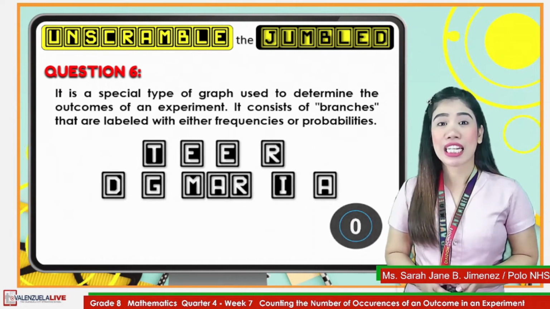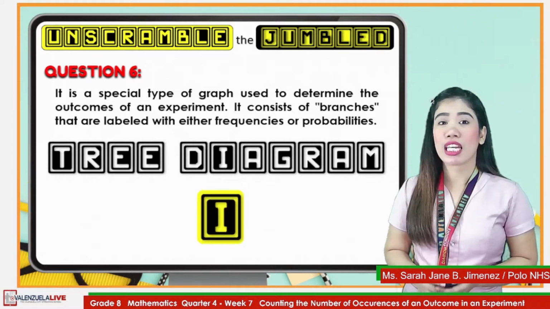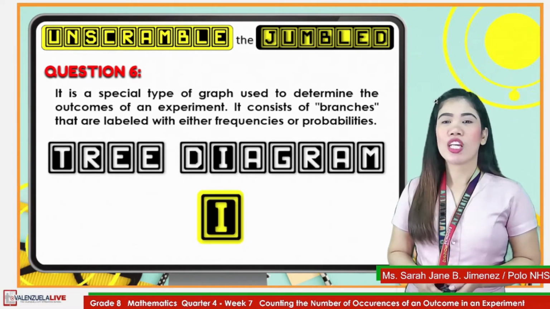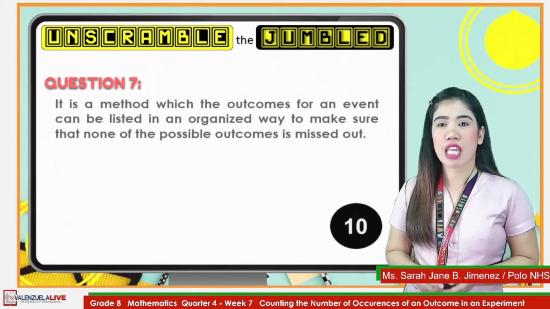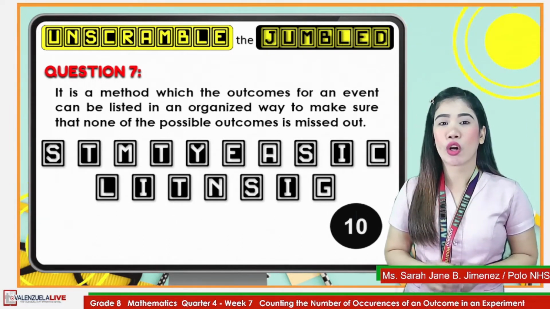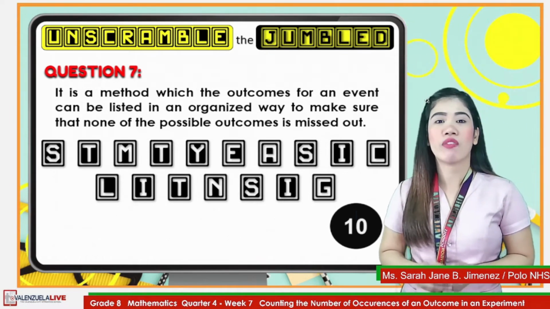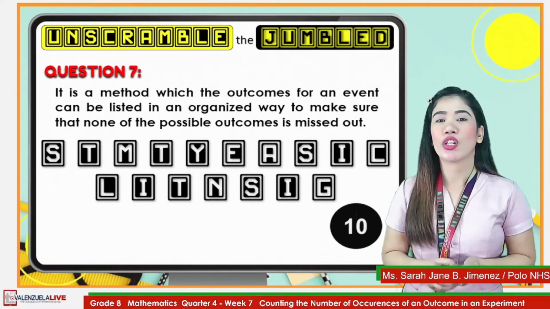If you answered tree diagram, that is right. The letter that corresponds to it is I. Question number 7. It consists of 2 words. It is a method which the outcomes for an event can be listed in an organized way to make sure that none of the possible outcomes is missed out. You have 10 seconds to answer. Go!